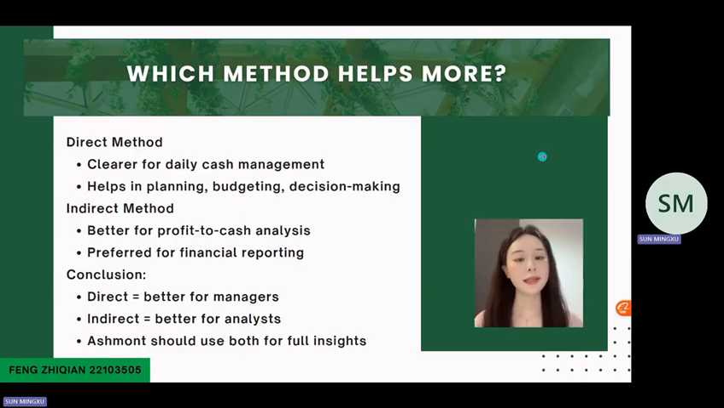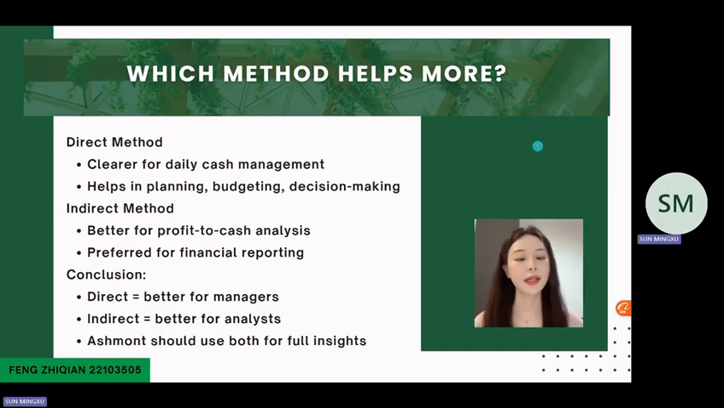So, which method is better for decision making? The direct method is more helpful for managers because it shows exactly where cash comes from and where it goes. It helps with budgeting, planning, and short-term financial decisions. The indirect method is still valuable, especially for investors and analysts. It connects profit and cash, making it easier to understand how accounting income translates to real money.